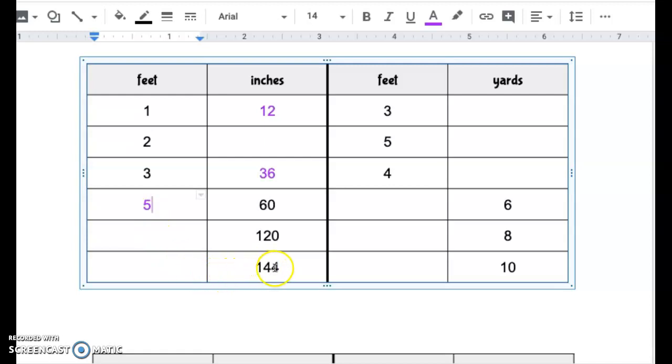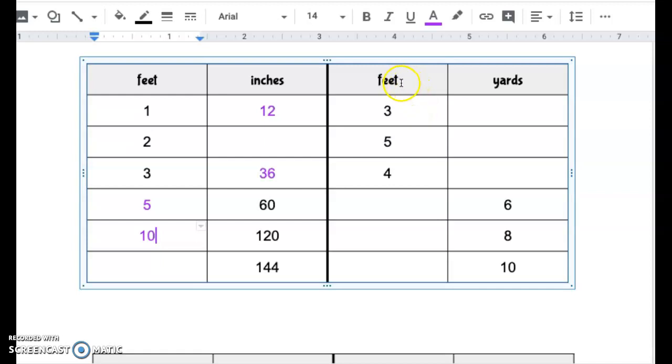Let's go down to this one. If I'm still doing inches to feet, and I'm still dividing by 12, 120 divided by 12, that would be 10 feet that I could make out of those inches. I'm leaving these two blank for you to try on your own. And let's go over to this side of the chart.